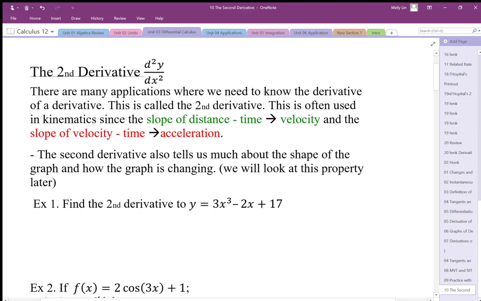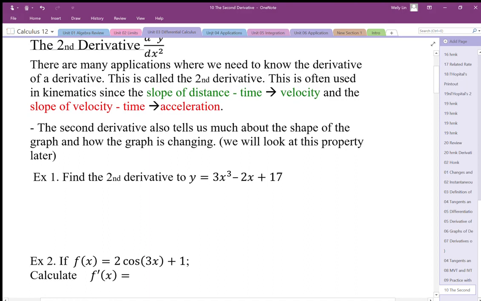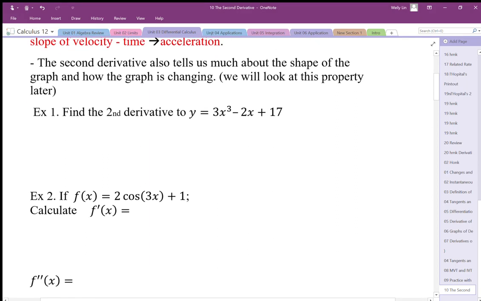The second derivative also tells us how graphs change, which means then it must give us some indication of the shape of the graph. And so when we look at the second derivative, we can actually make some inferences about what the shape of the graph is. So we're going to take a look at this a little bit later, but we'll just do the second derivative to start. So to do the second derivative, we just first of all take the first derivative.